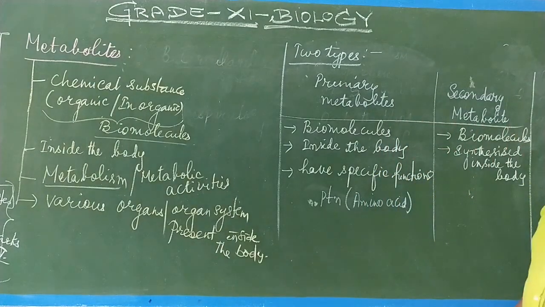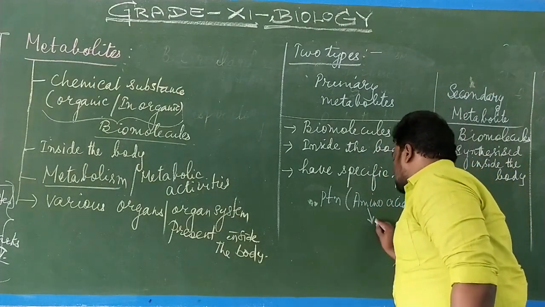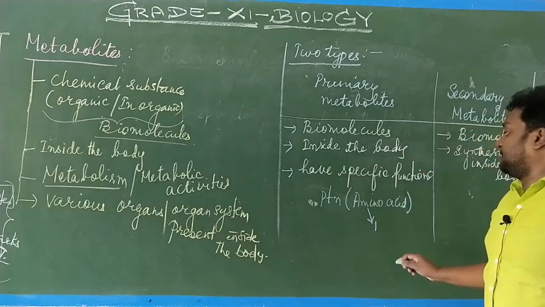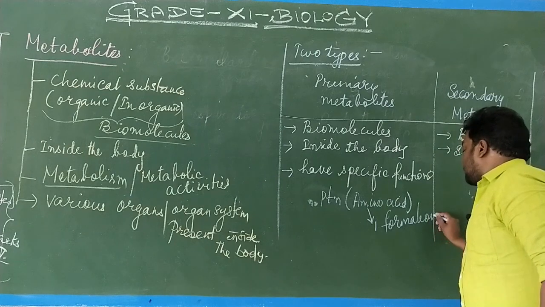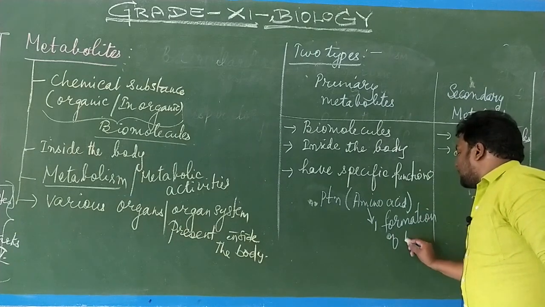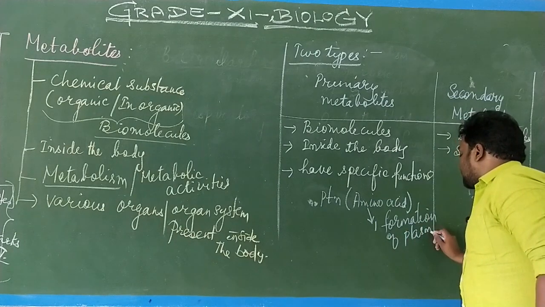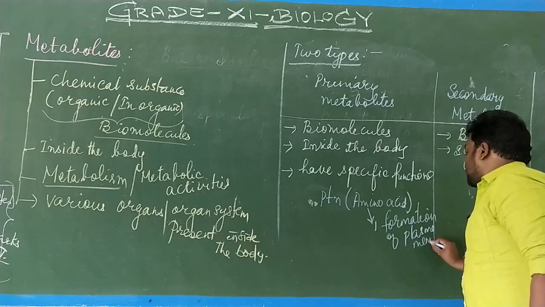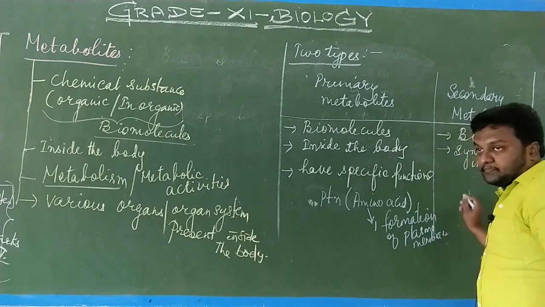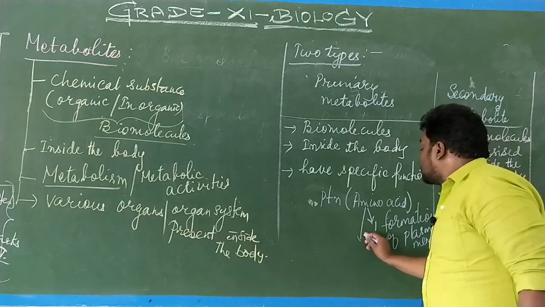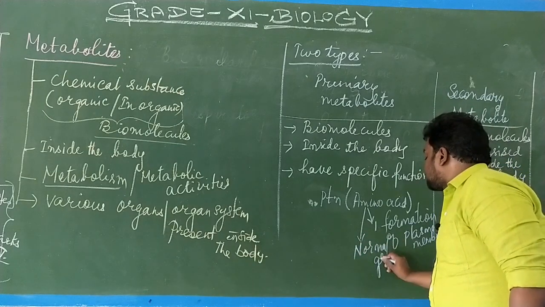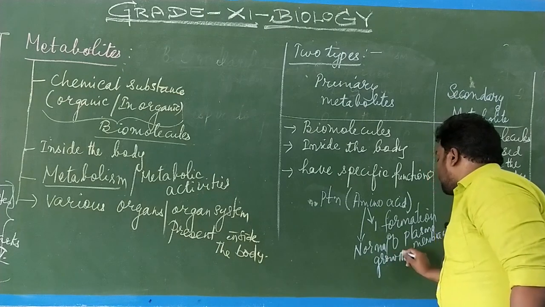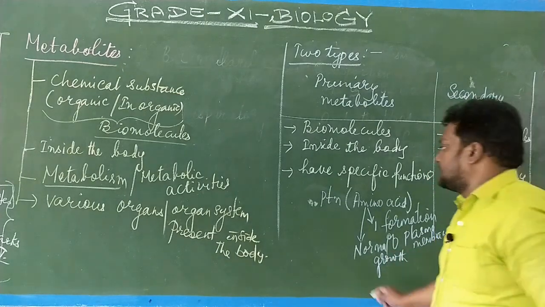Proteins and amino acids, a simple function is the formation of plasma membrane. This is the main function of protein, which we studied. And for the normal growth of the living organisms. First example.